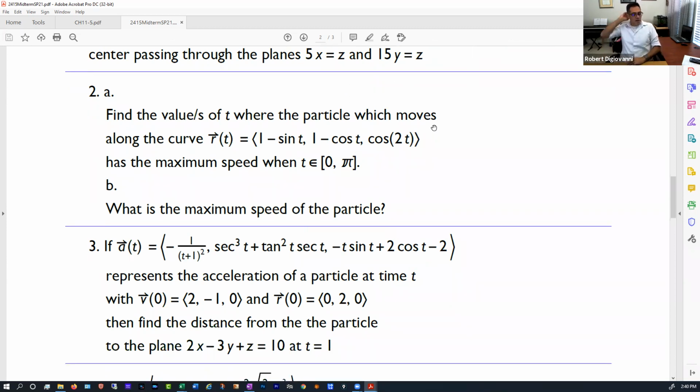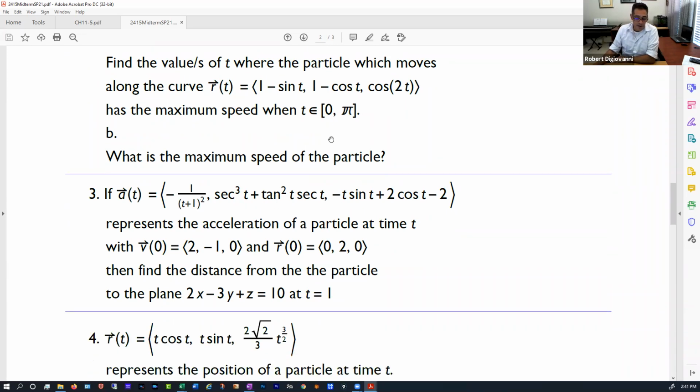All right, find the value or values of t where the particle which moves along this curve, so I give you a vector function, and I'm asking you for what value of t does it have a maximum speed when t is in the interval 0 to pi. So this particle is moving along a curve, right? t is changing between 0 and pi, and I'm asking you at what value of t is this particle achieving its maximum speed? And then I ask you, what is the maximum speed? So when does it happen and what is that maximum speed?